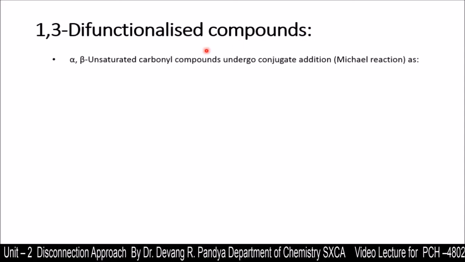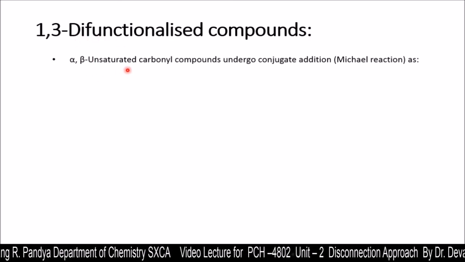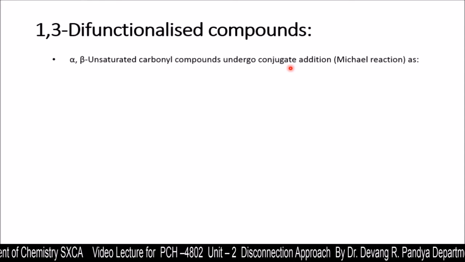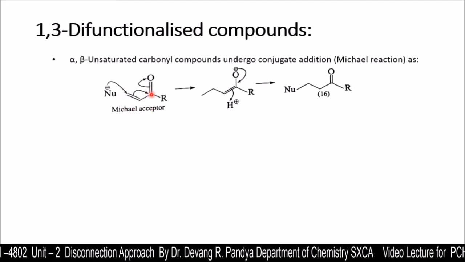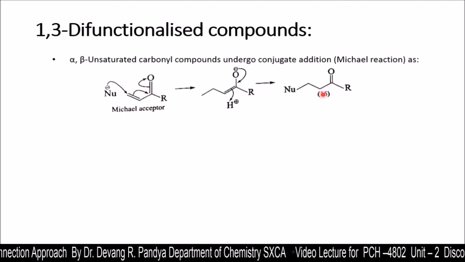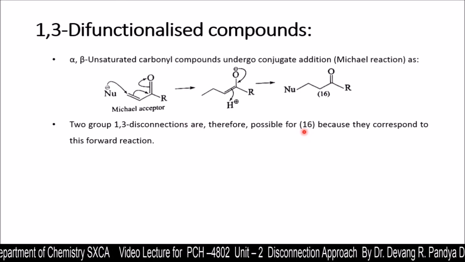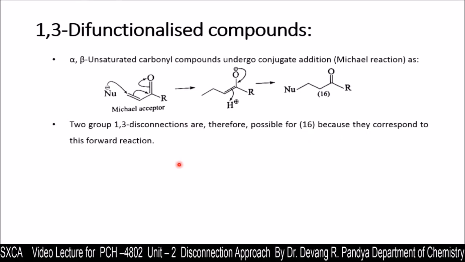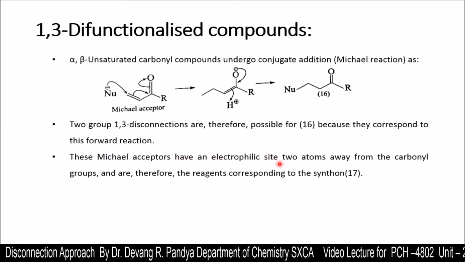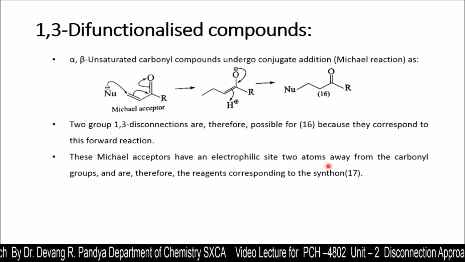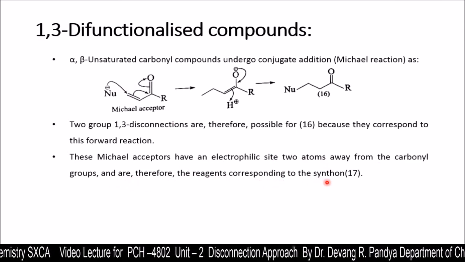Now the 1,3-diX functional group in a 1,3 disconnection. This is going to be the last example. Alpha-beta unsaturated carbonyl compounds undergo conjugate addition, that is the Michael reaction, as you can see in the Michael acceptor. We're going to get this, and this is our target molecule, structure 16. The two-group 1,3 disconnections are therefore possible, that is structure 16, because they correspond to this forward reaction. This Michael acceptor has an electrophilic site, you can see over here, two atoms away from the carbonyl group, and is therefore the reagent corresponding to synthon 17.